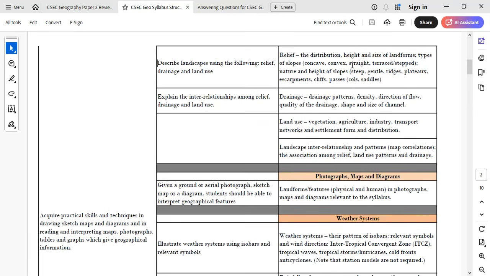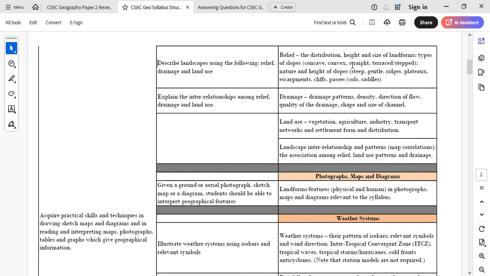So, of course, with relief, you can sometimes describe the distribution in terms of where places are in steepness or gentleness or flatness, heights of areas, the highest point in an area, types of settlements, types of slopes, and different types of relief features. Or if it was drainage, you may be asked to talk about its patterns, its density, the direction of flow, quality of drainage, the shape or the size of the channels.